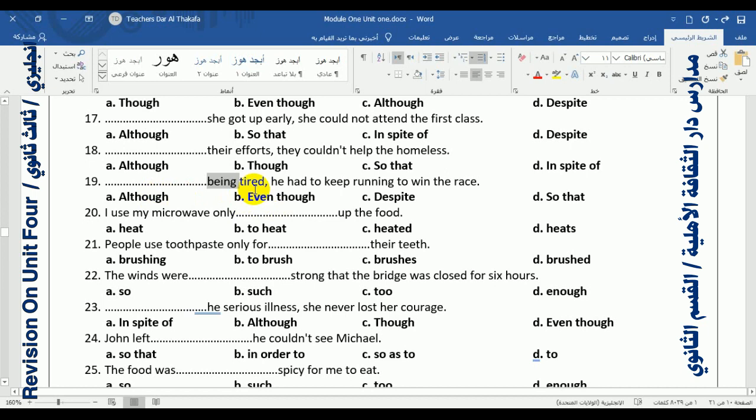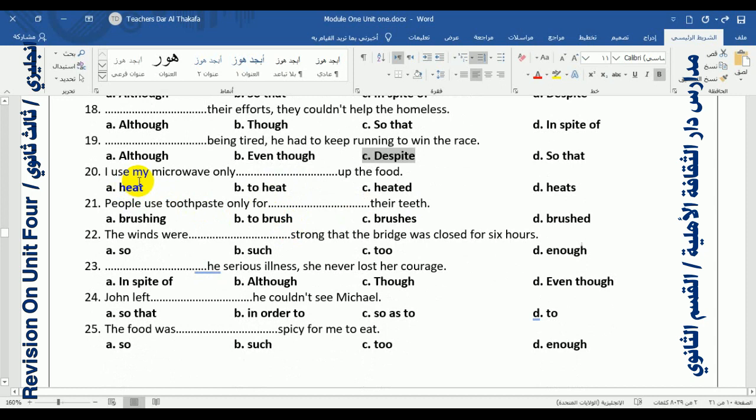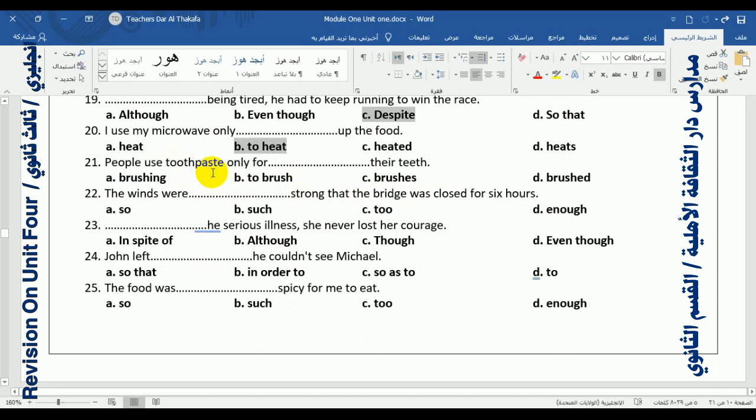Despite being tired. I use my microwave, why? Only to or only for? If it's "to", it's followed by verb one: only to heat up the food. People use toothpaste, why? Only for. We took "for", which is followed by verb -ing: only for brushing their teeth.